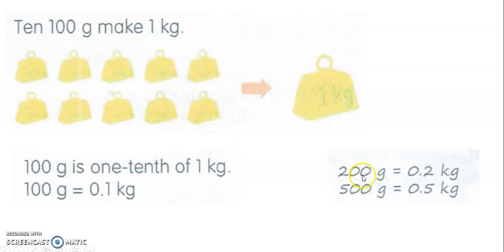This means 200 grams, 2 of these, equals 0.2, and 500 grams equals 0.5 kilograms, and so on. Because this will help us later to find the masses in kilograms when we have the mass in grams.